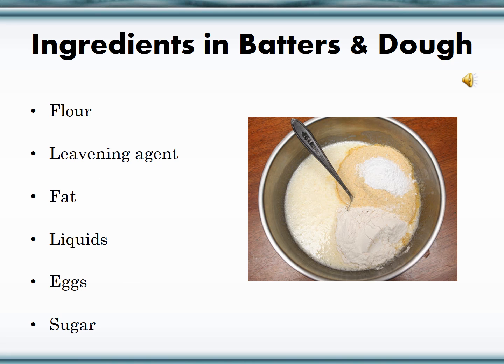These are the common ingredients that you find in batters and dough. All of these ingredients play some type of role in the batter and dough and creating that final bread product. All of them do play some role in flavor, but they all are related to the structure of the final bread product as well. So they do more than just add flavor.